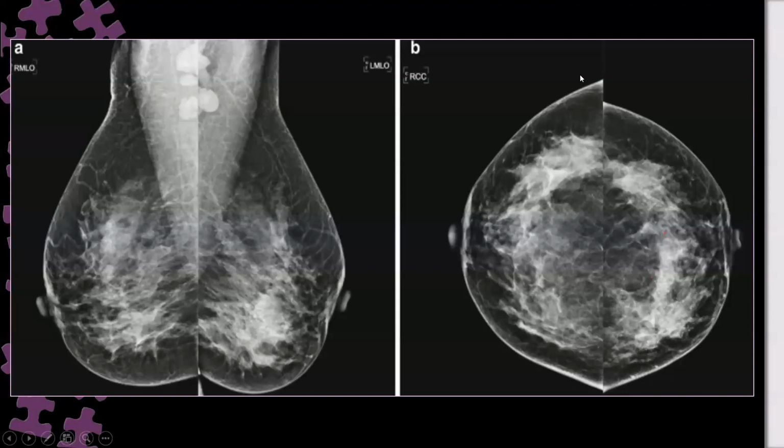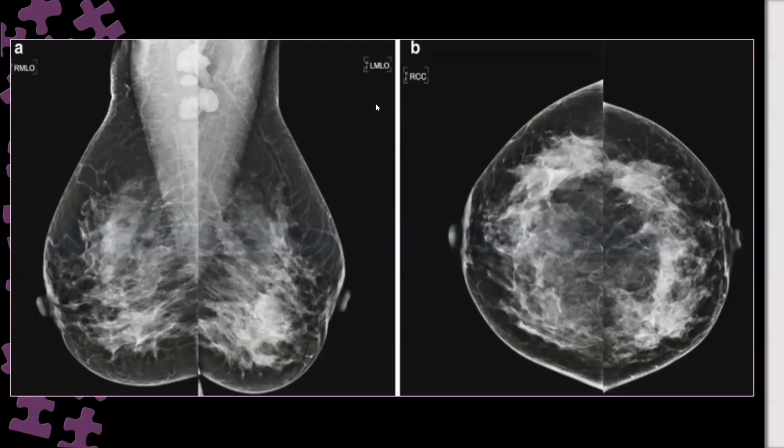Who will take this? This lady, diagnostic mammography, presented with a palpable abnormality. Any suggestion for the laterality of the palpable abnormality? Which side? Left side. Excellent. Who said left? Left side, yeah. On the left. Excellent, excellent.